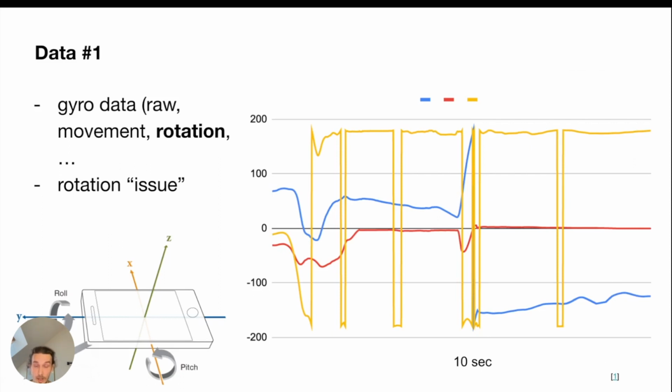The gyroscope library allows us to choose from several types of data, like raw, difference in the movement, and rotation, and probably several more. For this project, I chose rotation. As you can see in the graph right over here, the representation is not very helpful because when it reaches minus 180, then it's switching to the plus side of the graph.